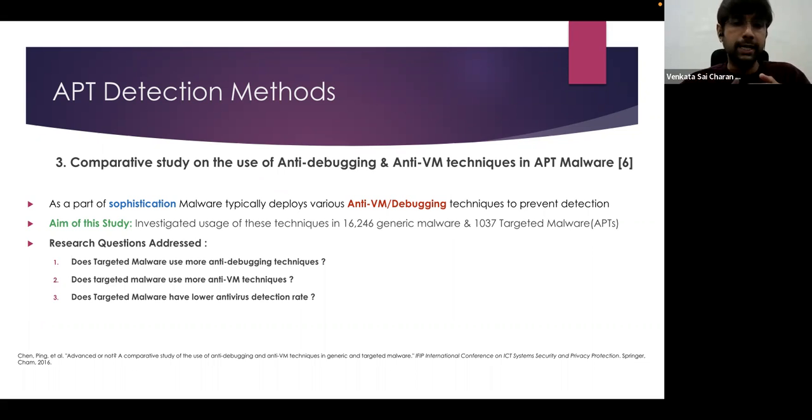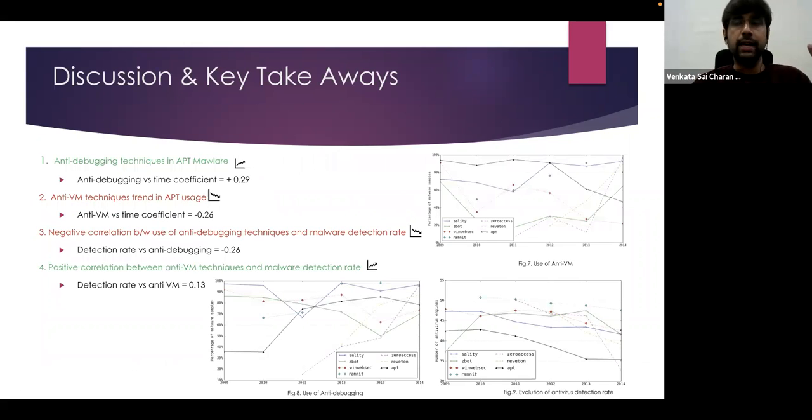Their research mainly targeted these three questions. Does the targeted malware, I mean APT malware, use more anti-debugging techniques or anti-VM techniques? And what is the trade-off of these with the APT detection rate? To answer these questions, they did an analysis using Spearman's correlation index, which is basically a statistical model that finds the correlation between two individual variables.